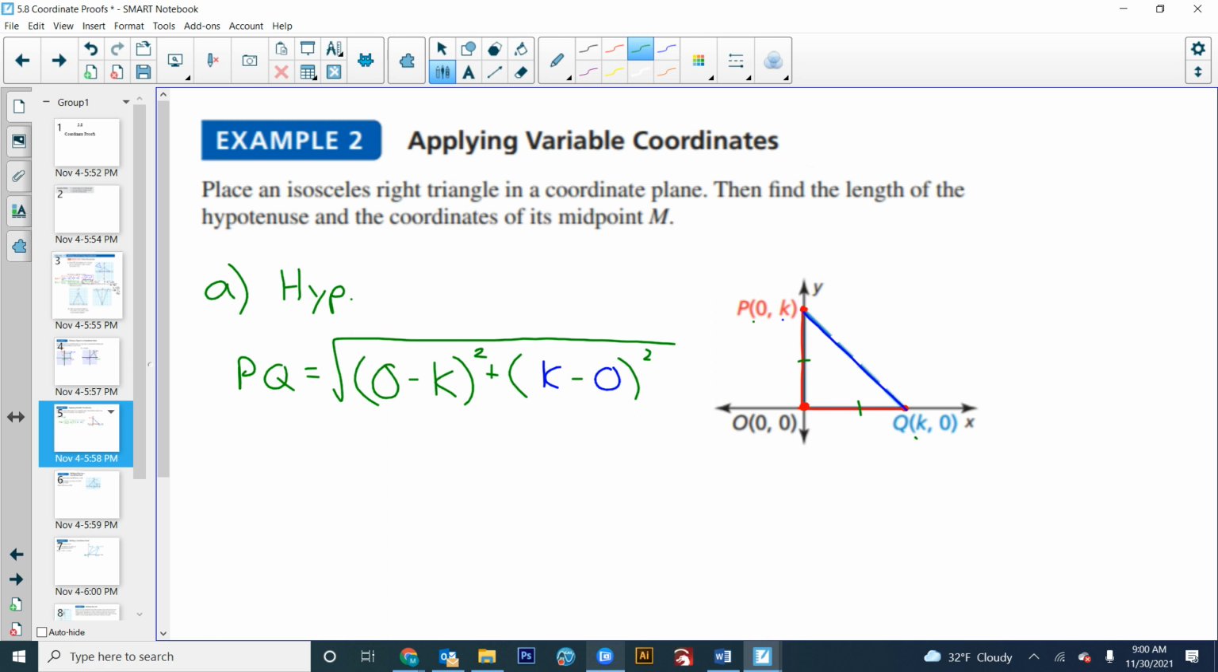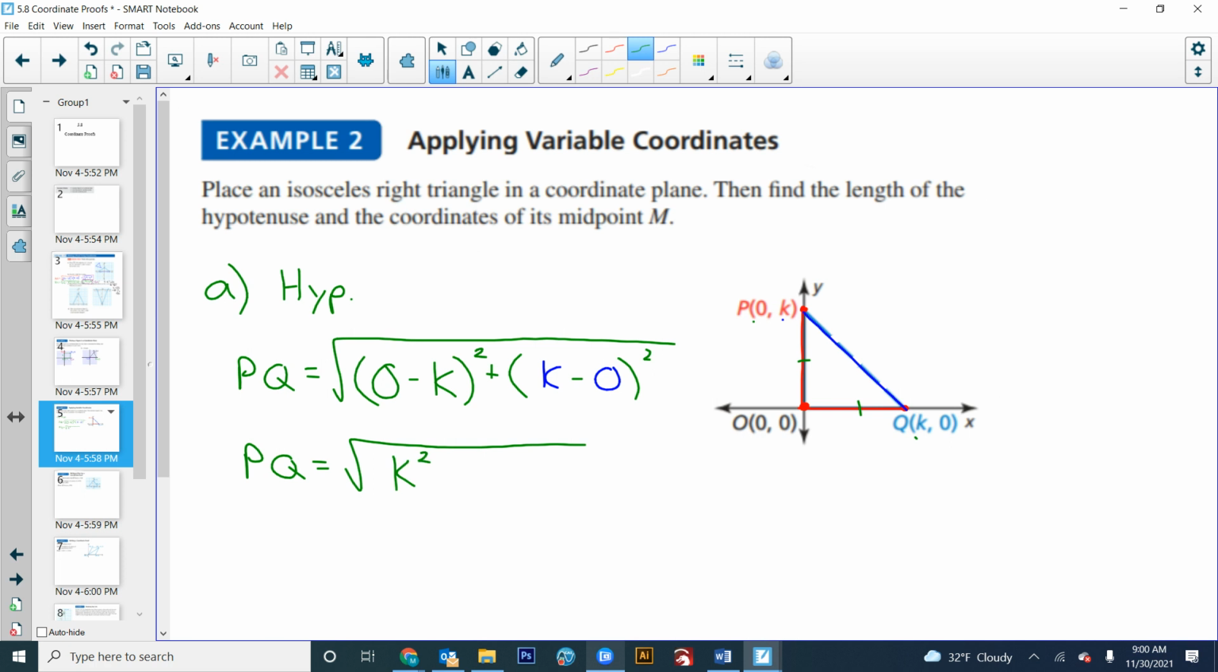So PQ. What's negative k squared? K squared, very good.